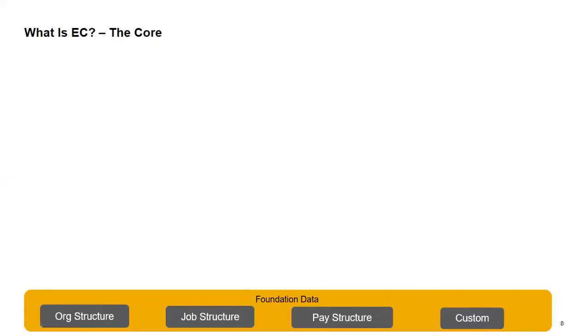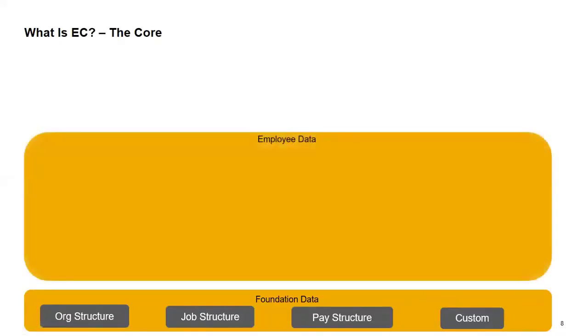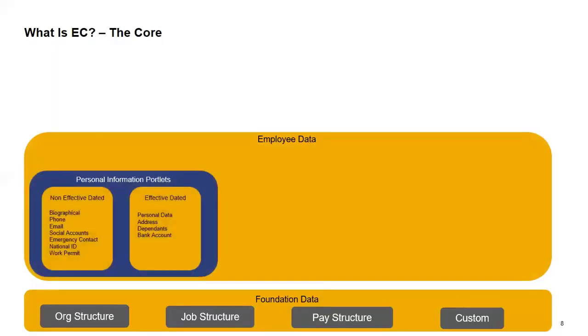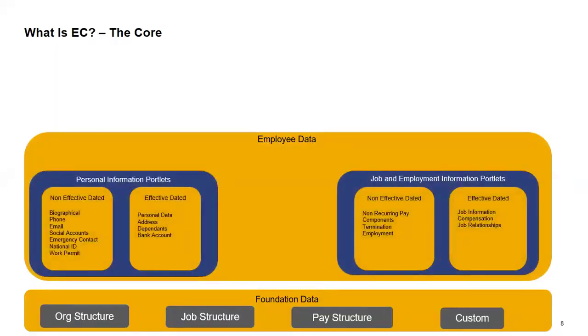Once you have all of this data set up, we go and add the employees into the system. When you're adding the employee data, employee data is categorized into 2 parts: personal information and job information. Again, each of these is split into 2 parts. Personal information is categorized into effective dated and non-effective dated. Job information is also split into effective dated and non-effective dated.